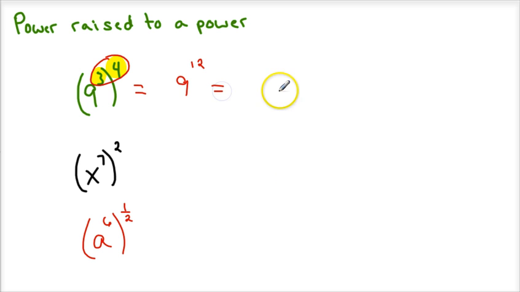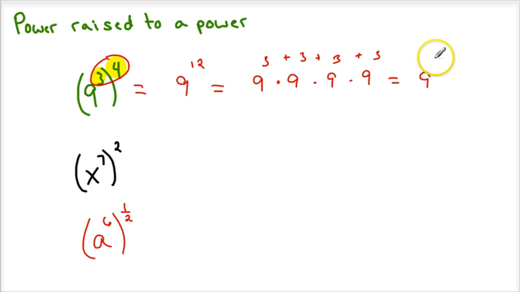Another way to look at this is like saying 9 to the third times 9 to the third times 9 to the third times 9 to the third. If I'm multiplying with like bases, what do I do with the exponents? Add them, so this would be 3 plus 3 plus 3 plus 3, which is 12, so 9 to the 12th. But rather than doing that, we're going to take a shortcut and just multiply the powers. So it should be 9 to the 12th.